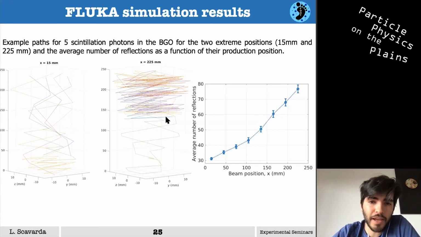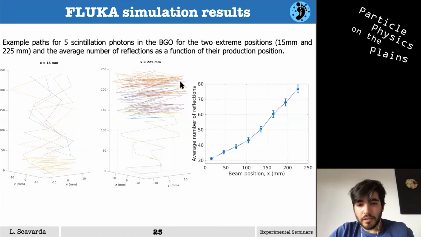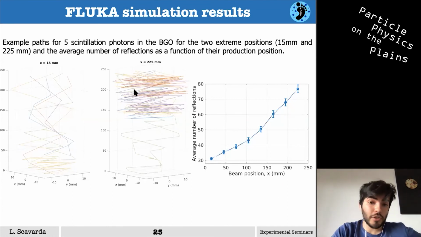As you can see, the reflections here are much more compared to the first position and also the other positions. And this is confirmed also in this plot, where we have the average number of reflections versus the beam positions. So our hypothesis was true. If we have more reflections, the probability to be absorbed inside the BGO is also much higher.